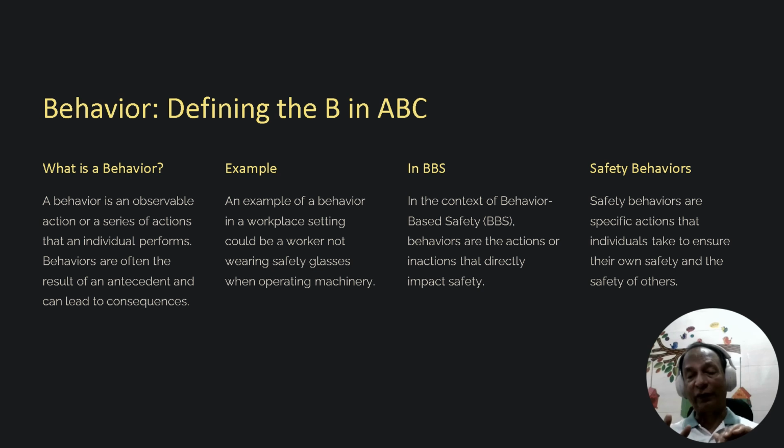Now, the second one in the ABC model is behavior. Behavior is basically something which can be at risk or safe. Those behaviors come out of antecedents and can be either safe or unsafe. So our focus will be on safe behavior.